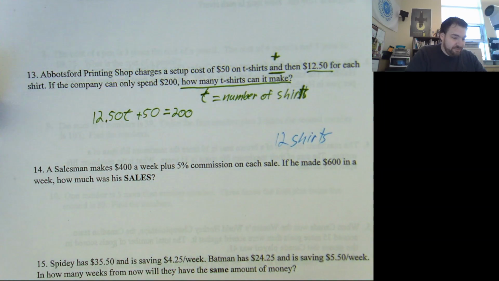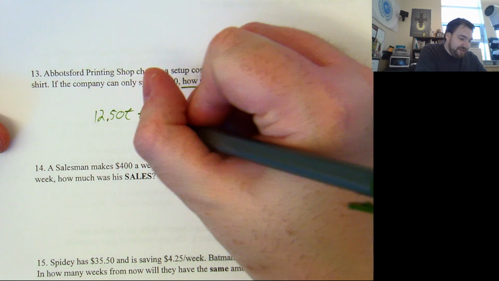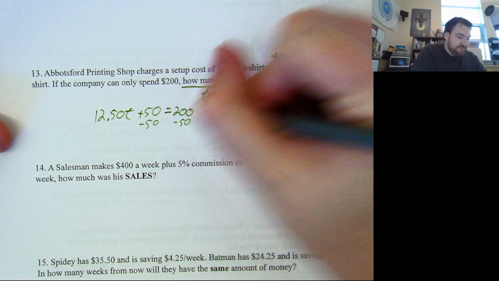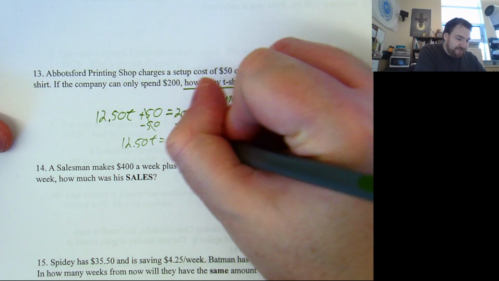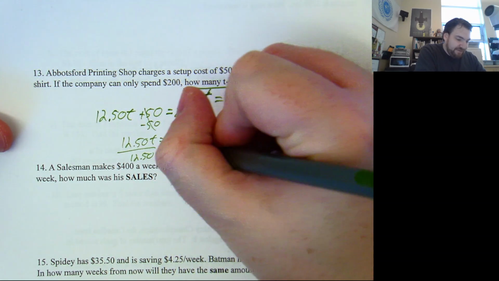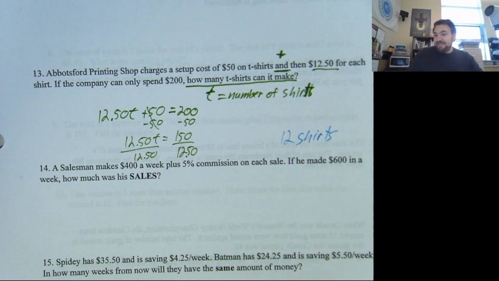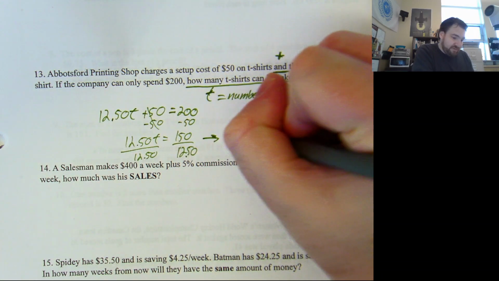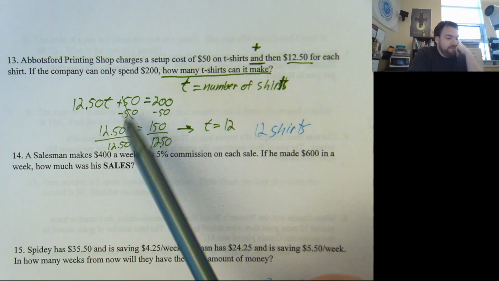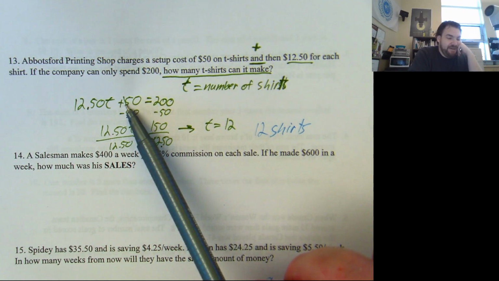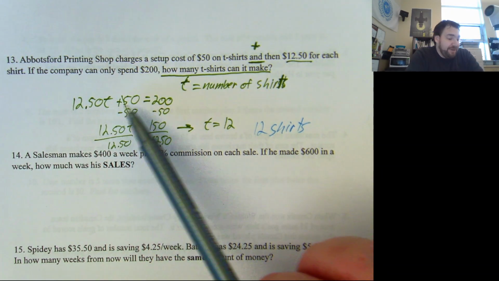This is the equation. So to take away 50 from both sides, we get 12.50 T equals 150. Divide by 12.50, divide by 12.50. Does that go cleanly is the question. 150 divided by 12.50, it does. T equals 12. So we were told we've got $50 for a setup fee, a cost per shirt, and that the company can only spend $200.